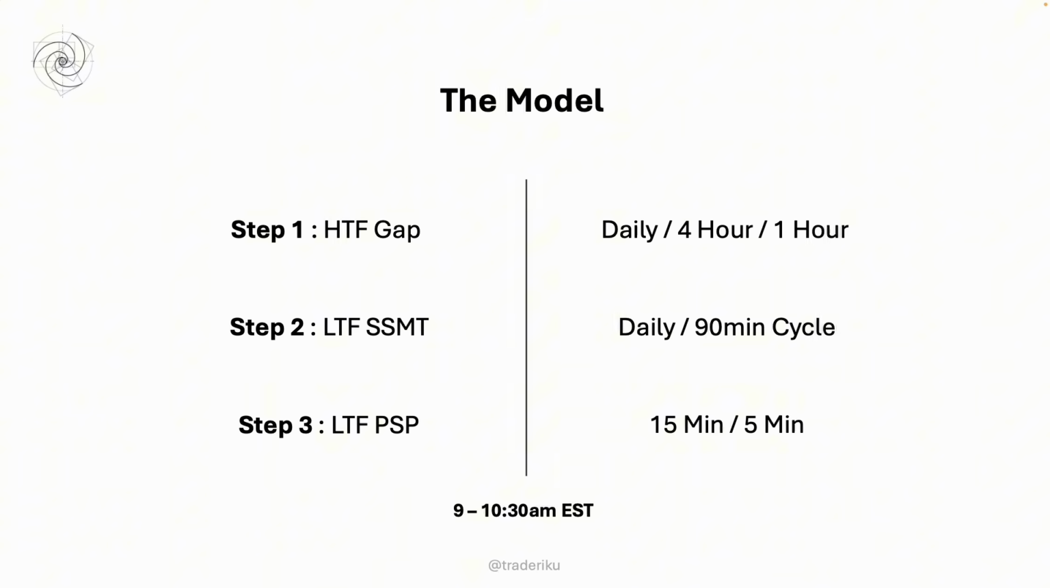The final step will be a lower time frame precision swing point. So that will be on the 15-minute or 5-minute time frame. So your entry may be on the precision swing point itself, or if you wish to have additional confirmation, feel free to go on to an even lower time frame, or stay on the time frame of the PSP and look for a simple entry model, such as your inversion fair value gaps or a breaker setup.